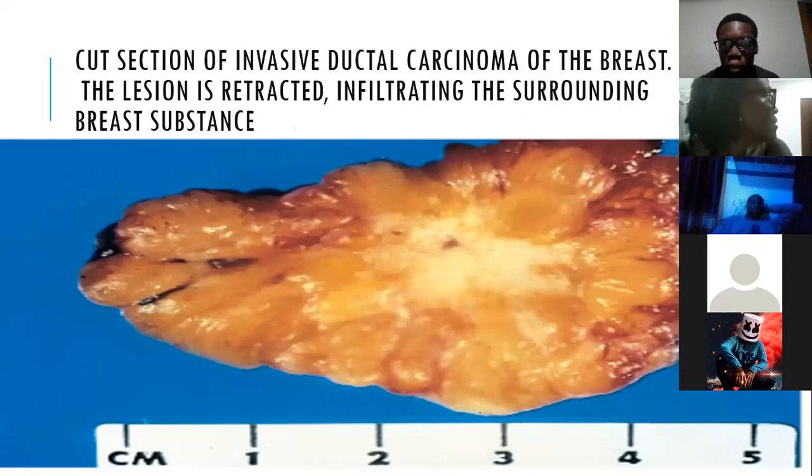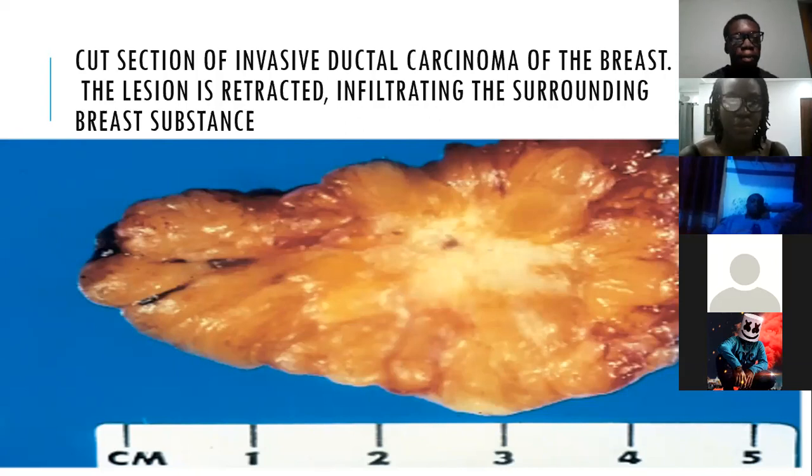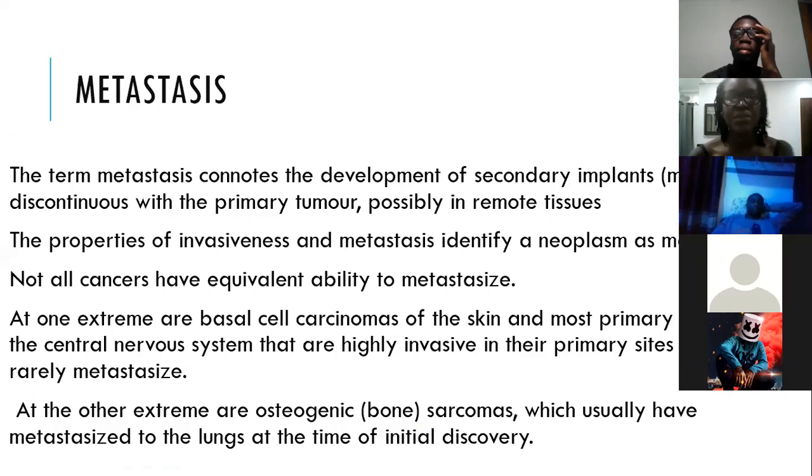Feedback. So this is a patient with breast cancer. If you look, you can't clearly tell what is what. Okay, so this is a malignant tumor. The other thing that distinguishes is metastasis. So metastasis means the spread of the tumor.